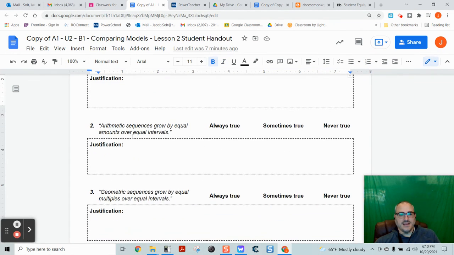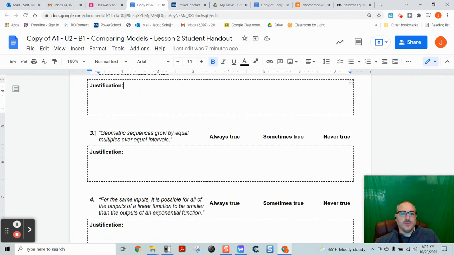The next one is arithmetic sequences grow by equal amounts over equal intervals. Is that always true, sometimes true, or never true? And explain why. The third one is geometric sequences must grow by equal multiples over equal intervals. Is that always true, sometimes true, or never true?